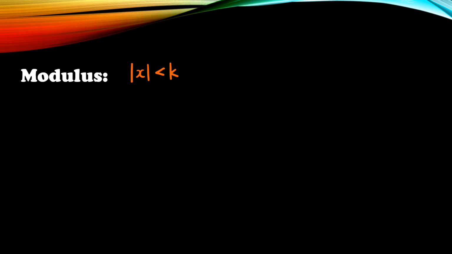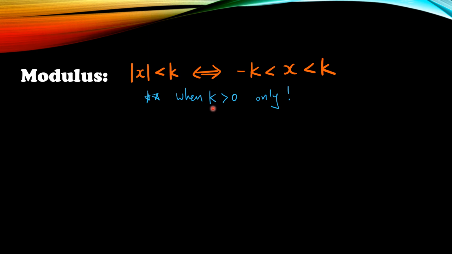Now the third example we are going to look at, whereby students struggle with inequality, will be involving the modulus. So let's say we have modulus of x less than k. This is the formula that students like to memorize, but they do not know that this formula has a condition attached to it. So what is the condition attached to it? This formula only works if my value of k is positive. This is the part that students tend to forget, and they will wrongly apply the formula.